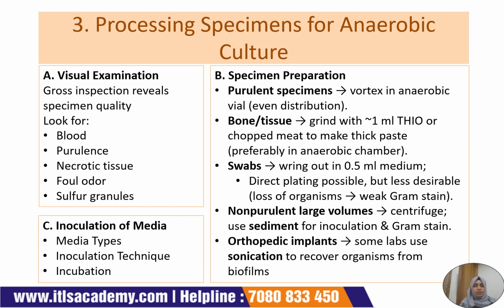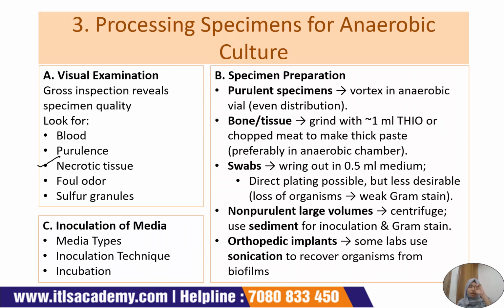A brief introduction about specimens. Let's start with the topic of processing specimens for anaerobic culture. For visual examination, gross inspection reveals information about the quality of the specimen: blood, purulence, necrotic tissue, foul odor, and sulfur granules.